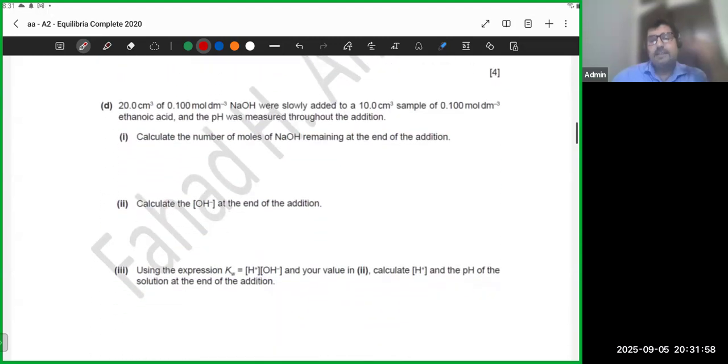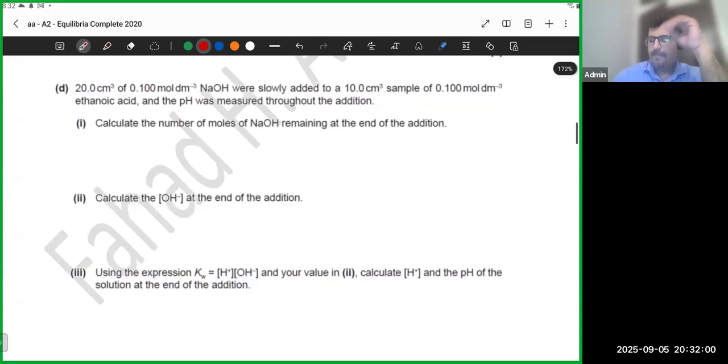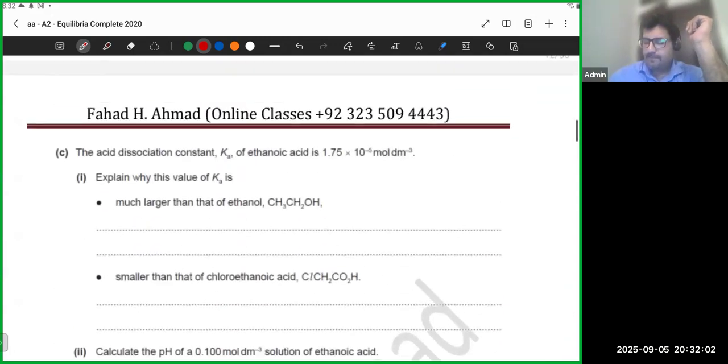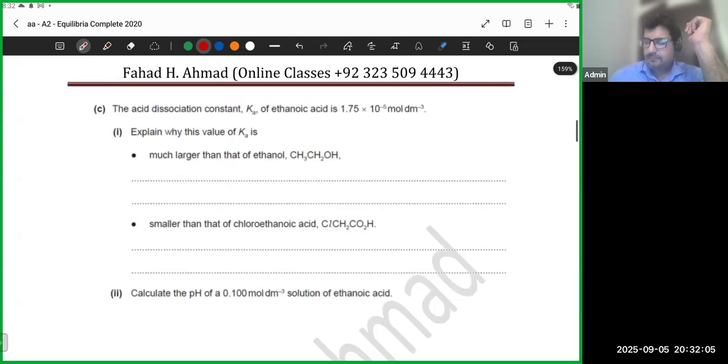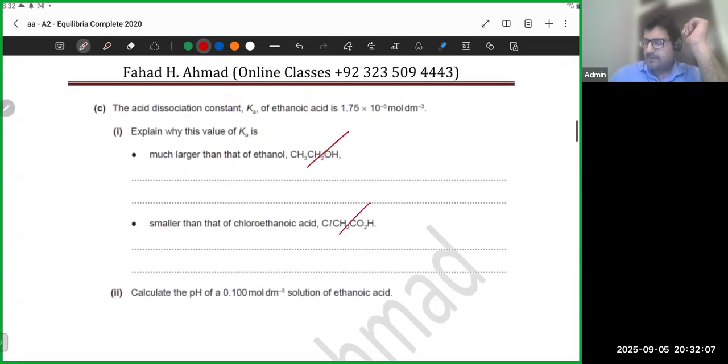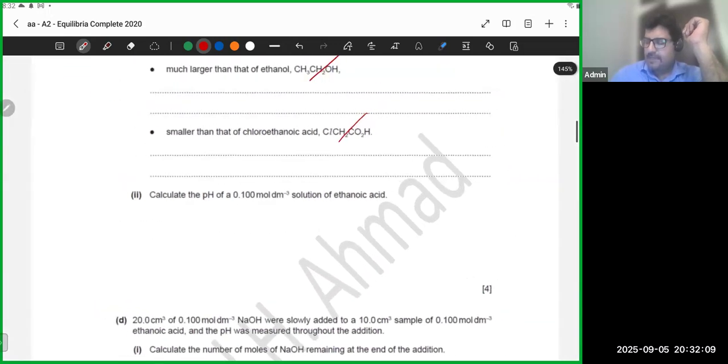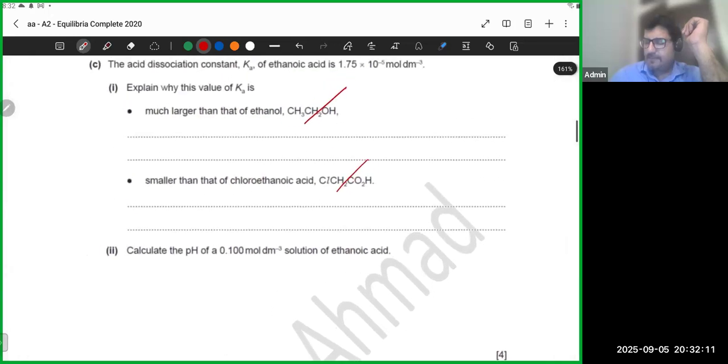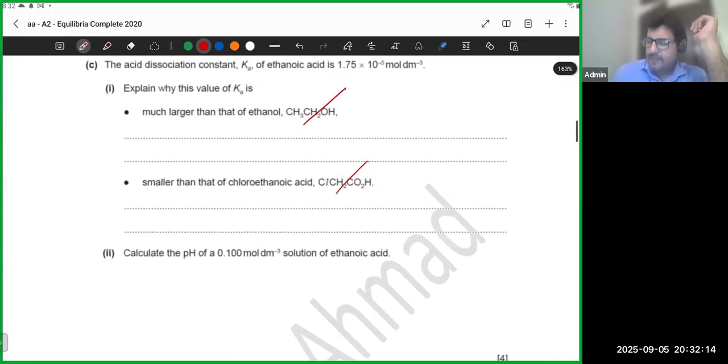So here's another buffer. This is a moles question as well. Let's do the whole question. This is organic, so I'm just going to skip that. He's saying calculate the pH of ethanoic acid, 0.1. So now this is not a buffer. This is just pure ethanoic acid. It's not a buffer. So ethanoic acid, it's going to dissociate.